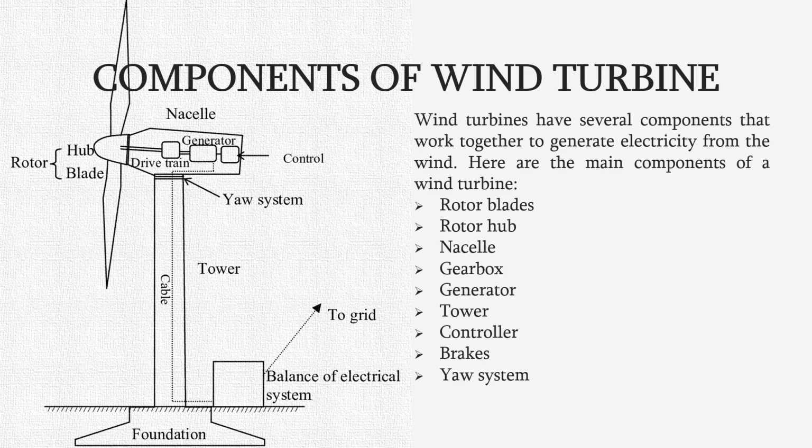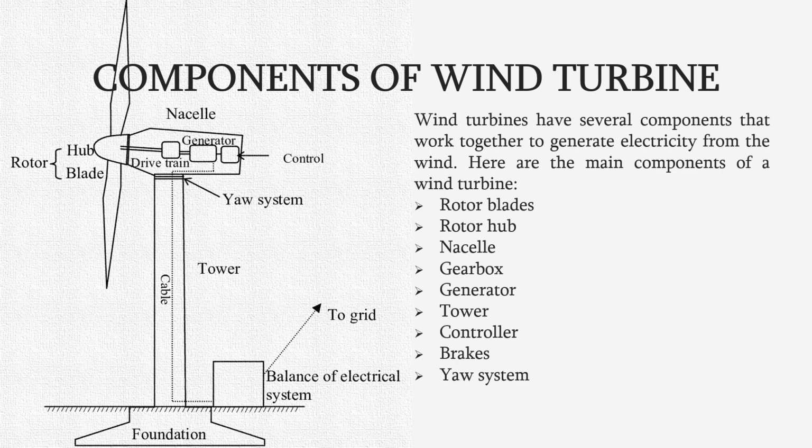Tower. The tower is a tall structure that supports the nacelle and the rotor blades and raises them to a height where the wind is stronger and more consistent. The height of the tower can range from 30 meters to over 100 meters depending on the size of the turbine. The controller is a computerized system that monitors and controls the operation of the wind turbine, including blade pitch, rotor speed, and power output.